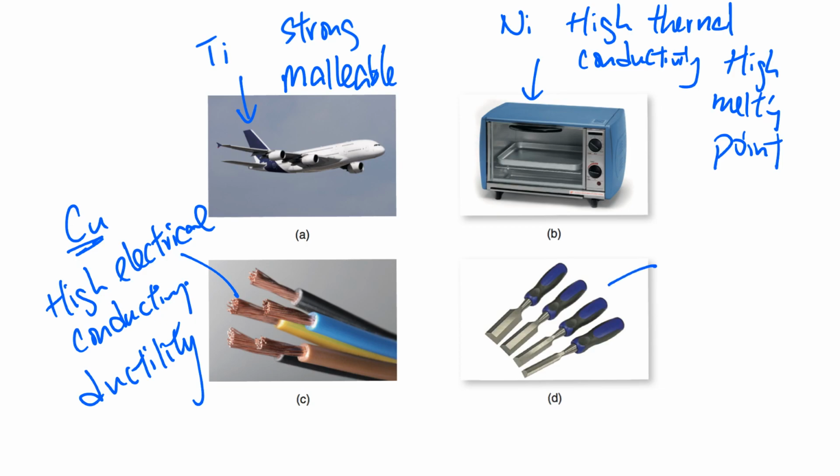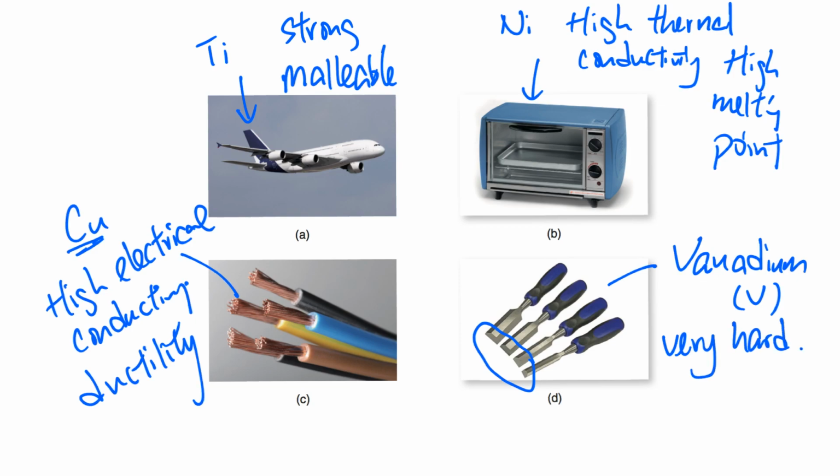And then this one is vanadium. You're not quite familiar with this one, right? Vanadium is malleable, so it can be made into different shapes, and also it is very hard, so it can be made into a screwdriver.